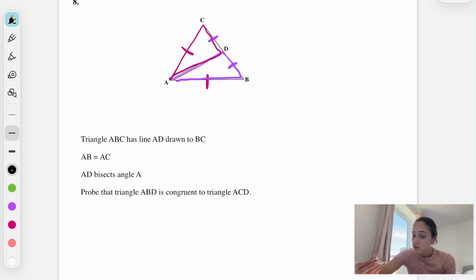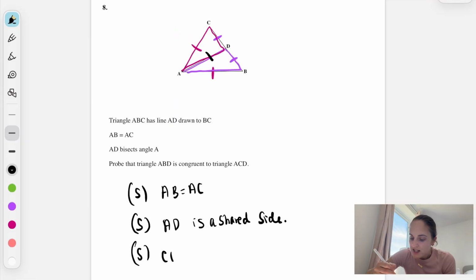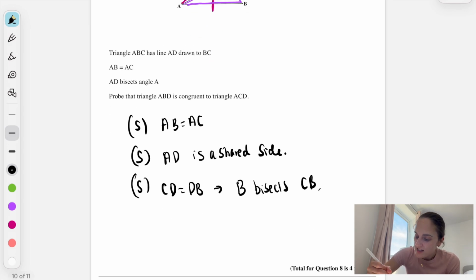So this one's actually quite straightforward because we have a shared side. So AD is a shared side, it appears in both triangles. So we can see straight away that it's SSS. So we have firstly AB equals AC, so that's S. We have AD is a shared side, so again we have another S. And then finally, we have CD equals DB, and that is because D bisects CB. So here we have SSS, and therefore the two triangles are congruent.